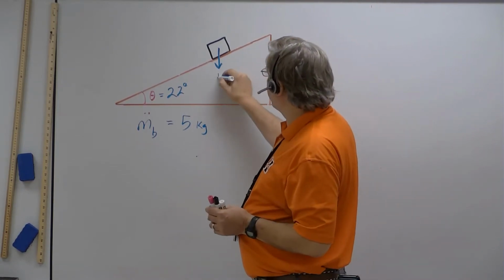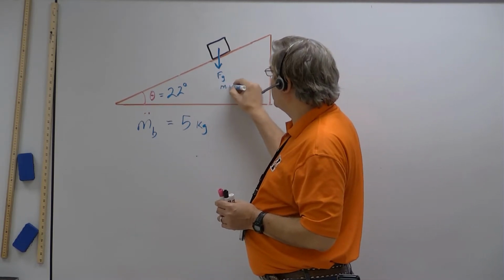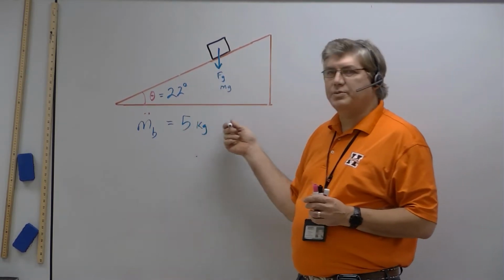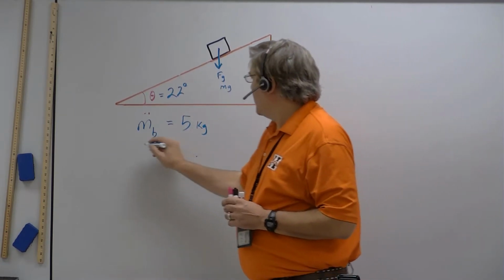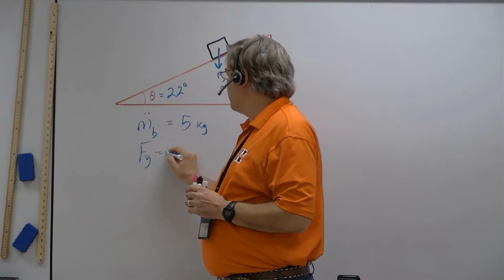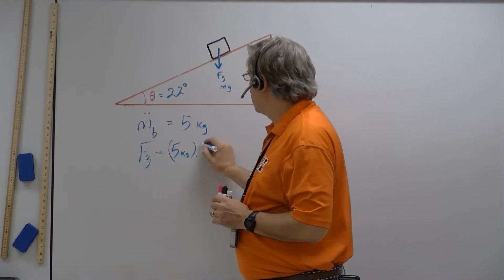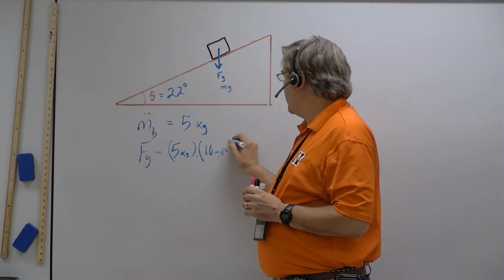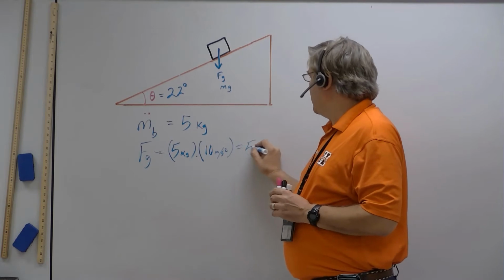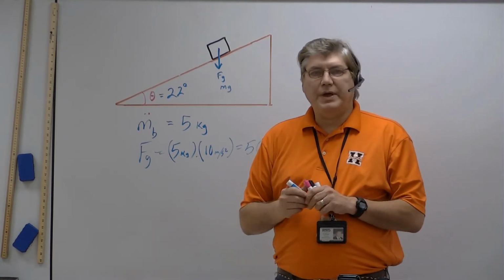So the force of gravity, obviously, is going to be equal to mg. So that'll be 5 kilograms times 10. So the force of gravity is equal to 5 kilograms times 10 meters per second squared. And the units for this are newtons. So that's 50 newtons. And that's basically just the force of gravity down.